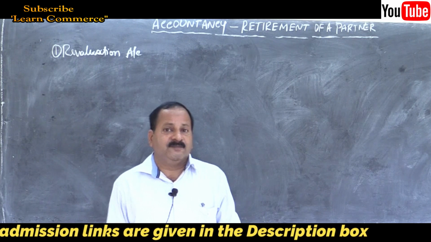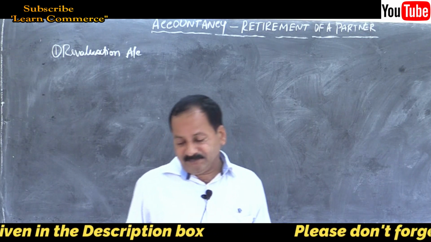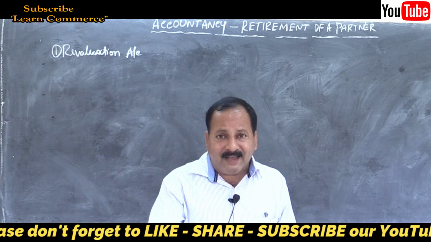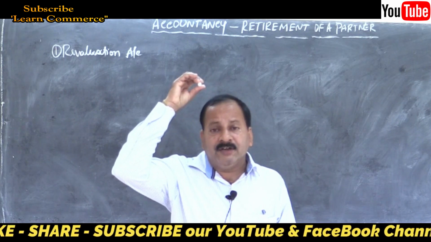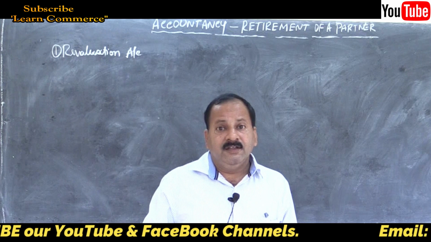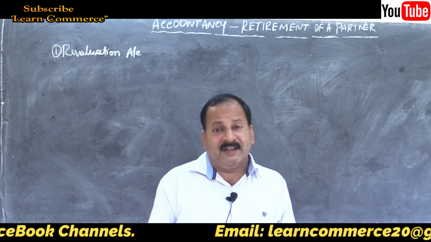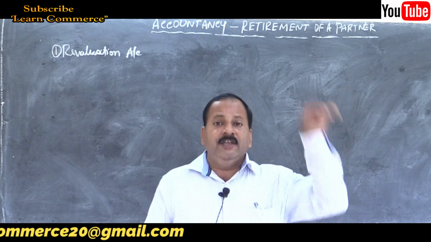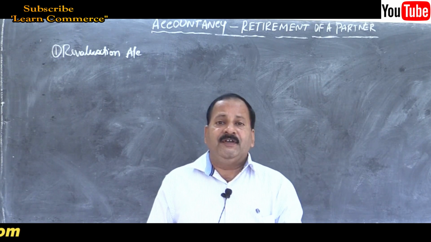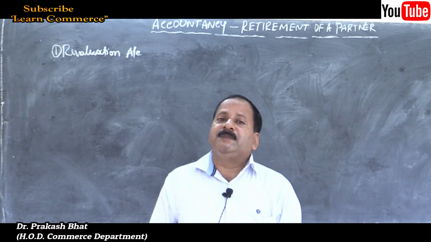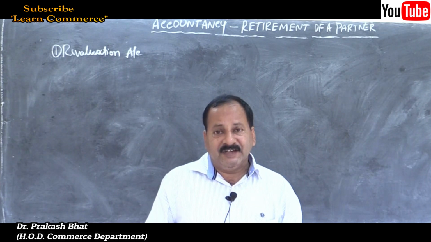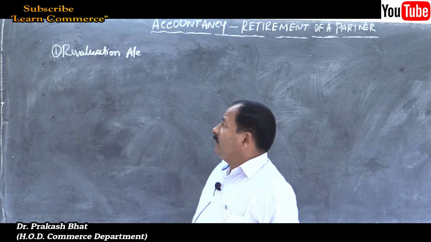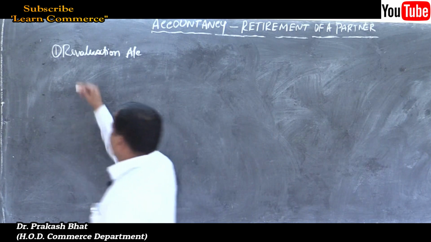Why is it so? Just because in case of retirement, till the date of retirement, the retiring partner also remains there. He was there in the business till the date of retirement. So whatever happens till the date of retirement, he should get a share of profit, or he should bear his part of loss. So that is what we are doing under retirement. This is the first step we have to do.